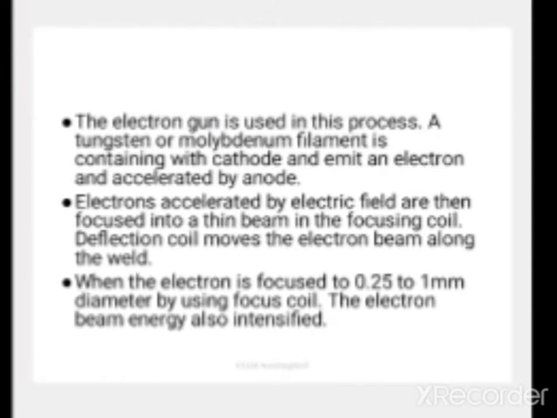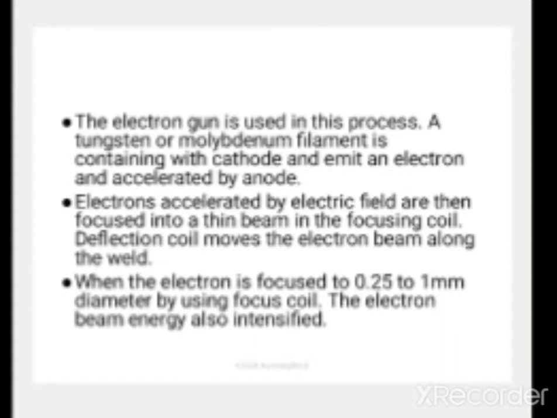The electron gun is used in this process. A tungsten or molybdenum filament is contained with the cathode and emits electrons, which get accelerated by the anode. Electrons accelerated by the electric field are then focused into a thin beam in the focusing coil. The deflection coil moves the electron beam along the joint.